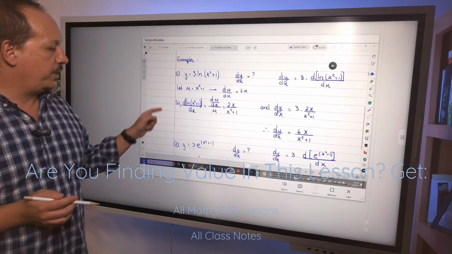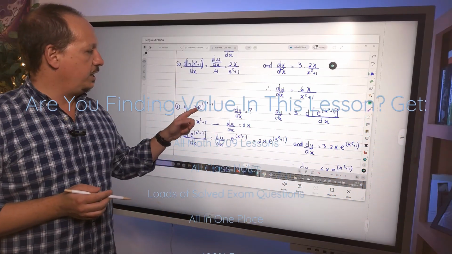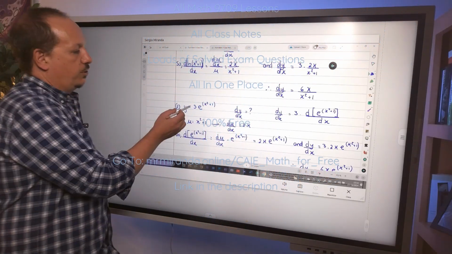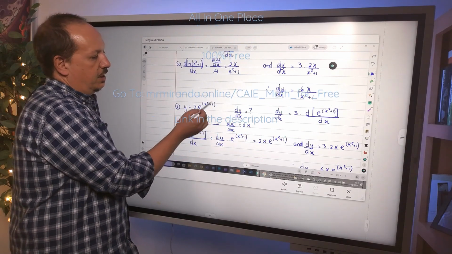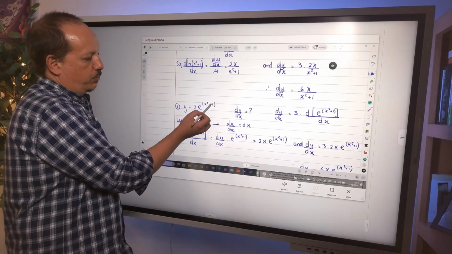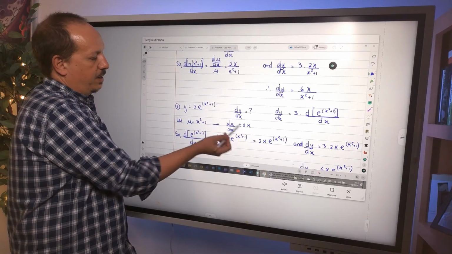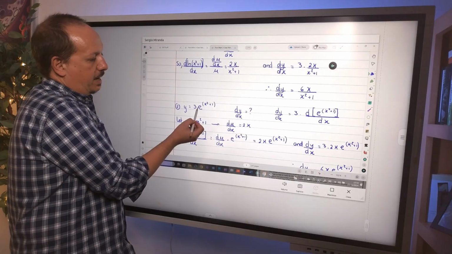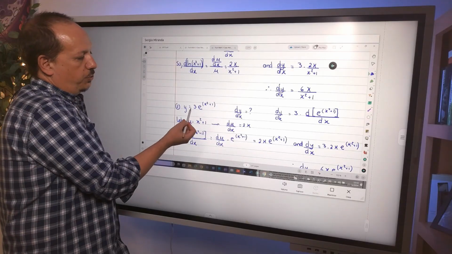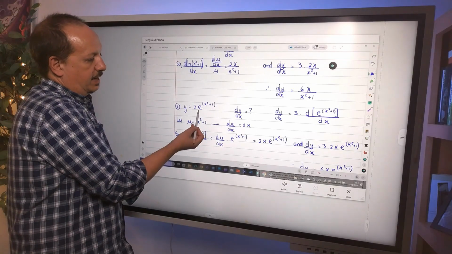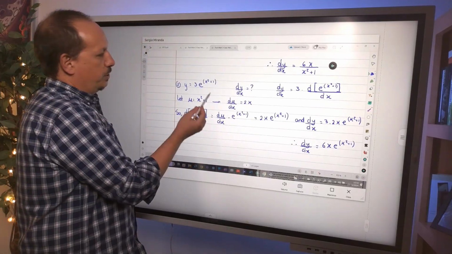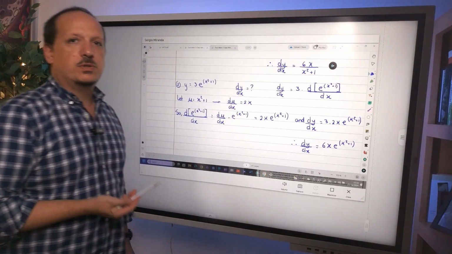Same thing goes with the exponential. 3e to the power of x squared plus 1. You want to differentiate the whole thing. So it's going to be 3 times this differentiated. And what is this differentiated? Is the outcome of differentiating first the expression, which is just 2x, and then multiplying this by this whole thing without changing it. So it's going to be 3 times 2x times e to the power of x squared plus 1. Where is it? Here. 3 times 2x is 6x e to the power of x squared plus 1.